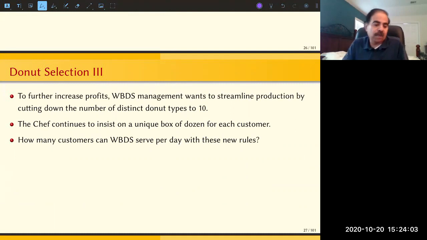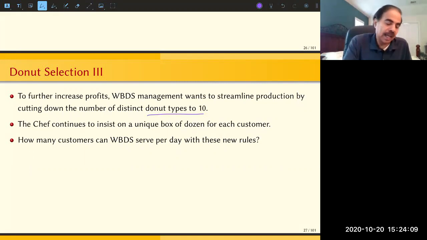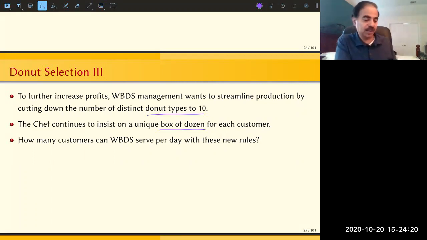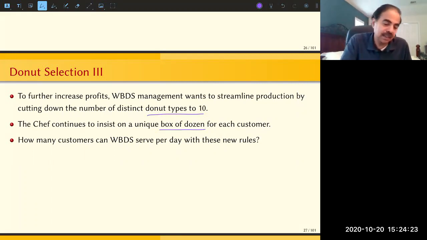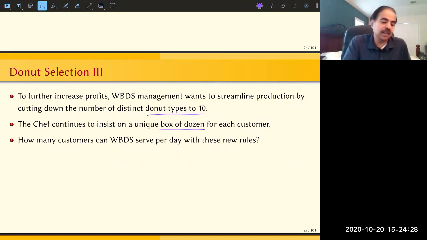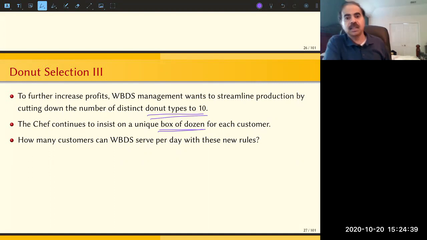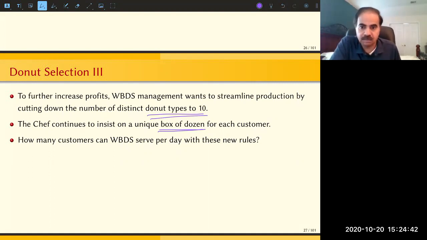Now, the donut shop is making 10 different types of donuts, and the shop sells you boxes of a dozen, right? And the chef there wants to make sure that everybody gets a unique box, so no two boxes are identical, right? So you're asked to count: given 10 different donut types, you want to fill a box of 12, and how many ways are there to do this?